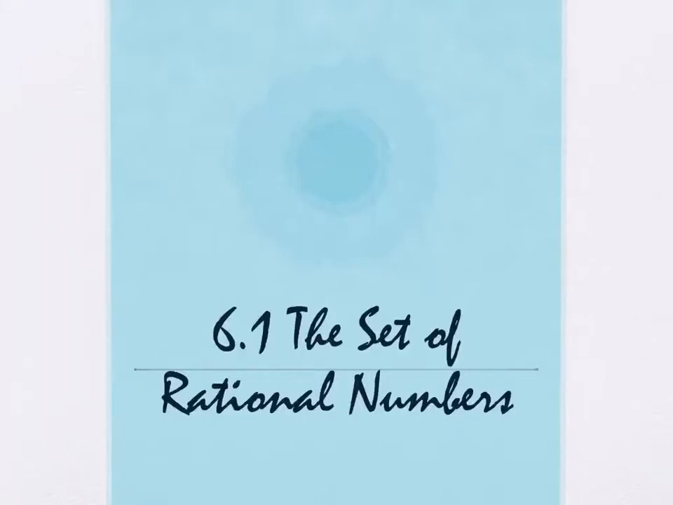Last time we started with section 6.1. We were talking about rational numbers, and we talked about the fact that rational numbers are numbers that can be written in fraction form, right? So, the fraction's numerator and denominator are integers. So any number that you can write with an integer numerator and integer denominator is considered a rational number.